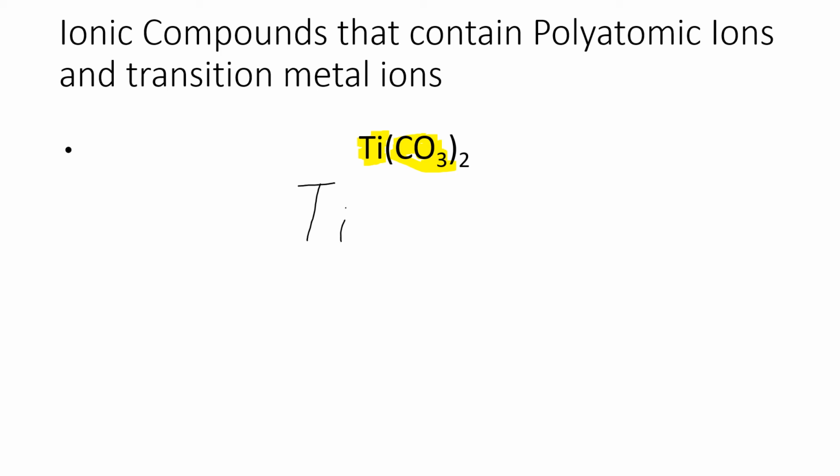so Ti, I don't know the charge right away. All I know is that I have one of them. I can't figure out the charge right away because it's a transition metal ion. It's there in the middle of the periodic table. I'm not sure what it's going to do yet. I'm going to have to figure it out based upon what's happening with the negative ions. So I have 2 of these CO3 polyatomic ions. Here's one where you have to know the charges of these polyatomic ions. If not, you're stuck and you're not going to be able to complete this problem.